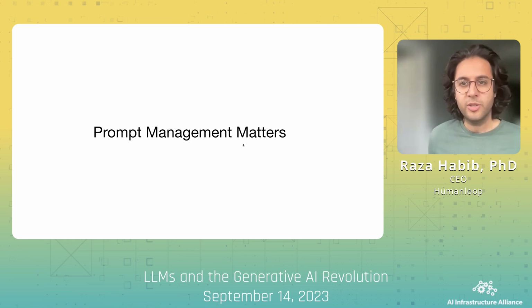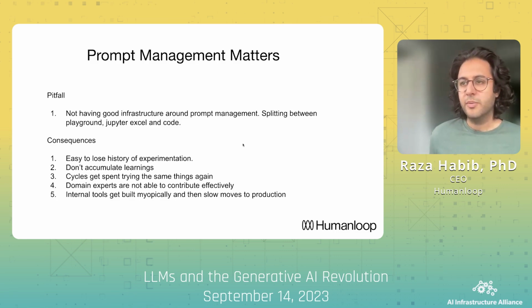The other two topics I wanted to touch on were the importance of prompt management. And the main pitfall on this one is that people just don't have good infrastructure around prompt management. They're typically splitting things between a playground environment, maybe Jupyter, code, Excel. And the consequences are that it's easy to lose the history of what you try. As different people in your team learn about what prompting strategies work well, it doesn't accumulate learnings across the team. And cycles get spent trying the same things again and again.